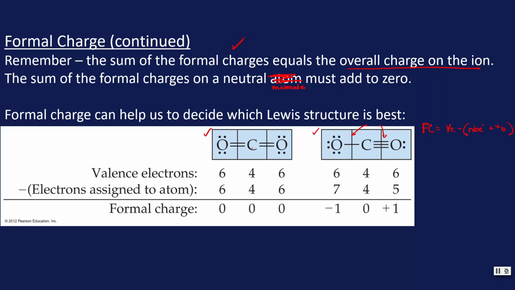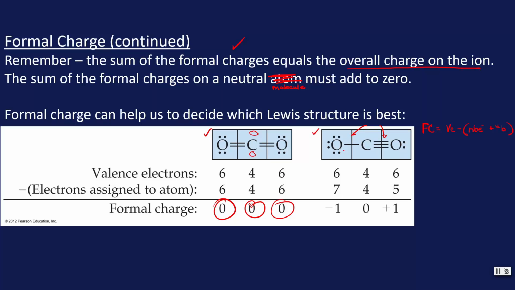So for oxygen, oxygen has 6 valence electrons. Both of these oxygens, we already looked at this, have 4 non-bonding and 2 bonds, making a formal charge of 0. The carbon has 4 valence electrons. It has no non-bonding electrons, but it does have 4 bonds. Therefore, its formal charge is 0, and this oxygen is like the first.